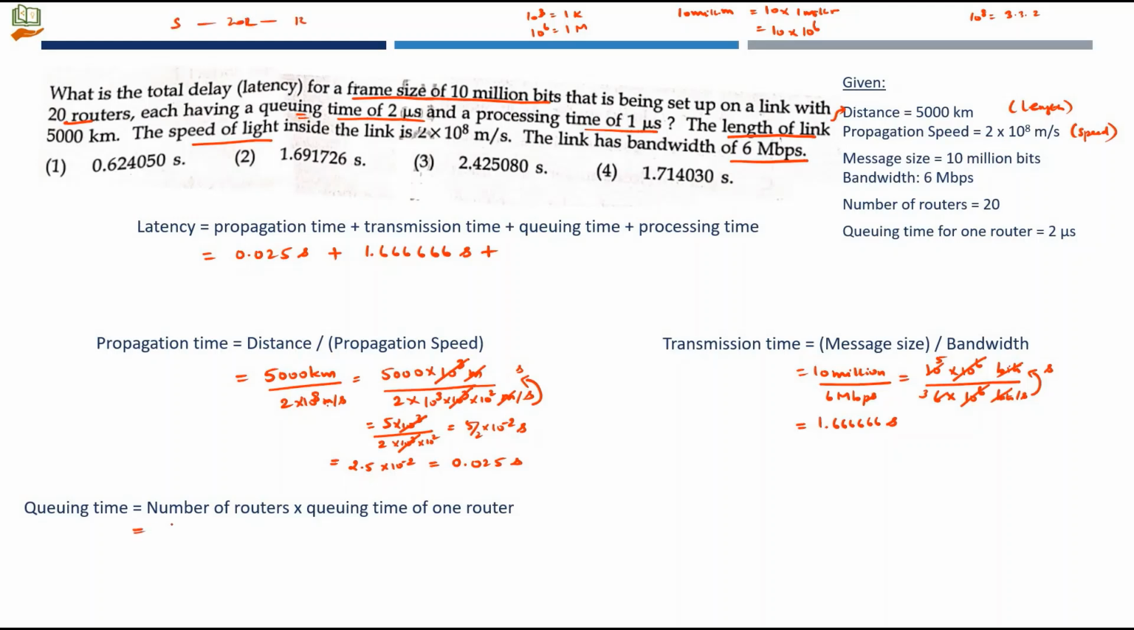The number of routers is equal to 20 into, this is actually a direct calculation. For one router they have given you a value. They have told you that there are 20 routers in between, which means you have to multiply with the number of routers to get the total queuing time. What is the queuing time mentioned? It is 2 microsecond. 20 into 2 is 40.